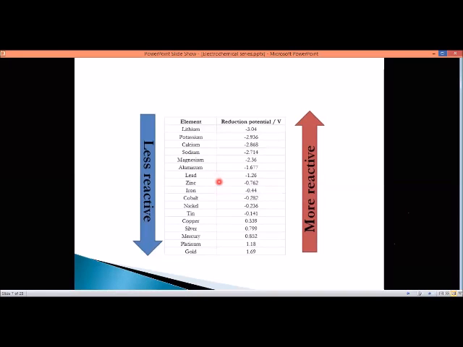So who is your cathode? Hydrogen. So that is 0.00. Minus calcium. Calcium is how much? Minus 2.868. So it will become positive. Very good. Positive 2.868.